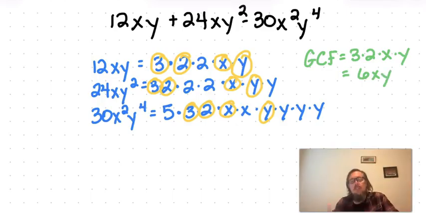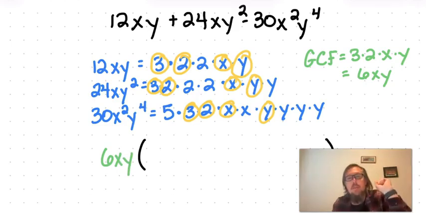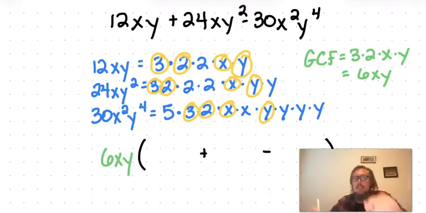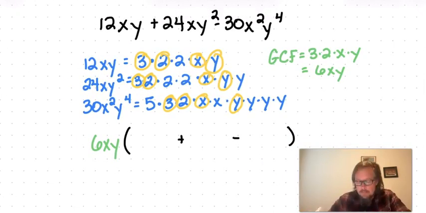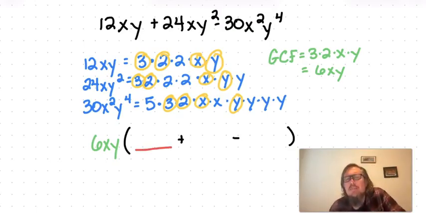So when I factor this, I'm looking for two things that I can multiply together to get these three terms, and one of those two things is 6xy. So 6xy is going to be outside my parentheses. Inside my parentheses, I'm going to have three terms separated by a plus and then a minus. How do I know that? Because my problem was three terms separated by a plus and then a minus. So the parentheses are also going to be three terms separated by a plus and then a minus. Okay. So the thing that goes in this first blank right here is whatever I need to multiply 6xy by in order to get 12.